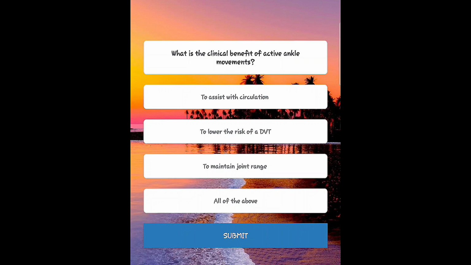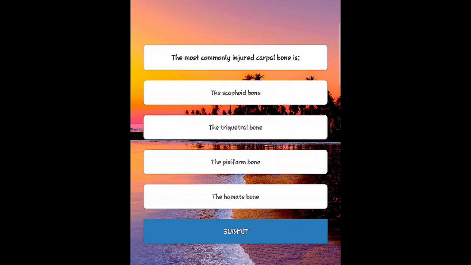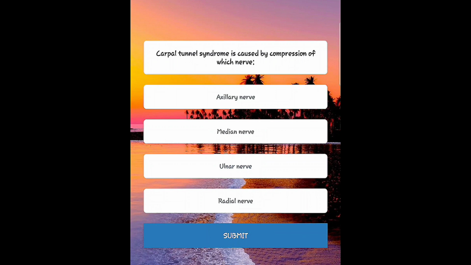What is the clinical benefit of active ankle movements? I'm not really sure, so I'll just select all of the above. Okay, right. The most commonly injured carpal bone is fusiform or scaphoid. Carpal tunnel syndrome is caused by compression of which nerve? So our answer is median nerve.